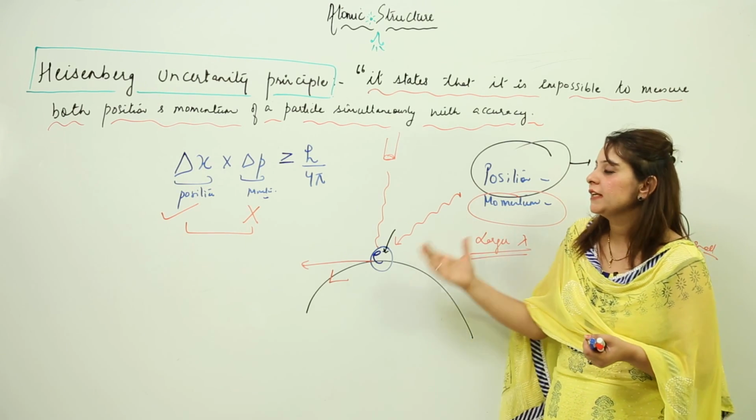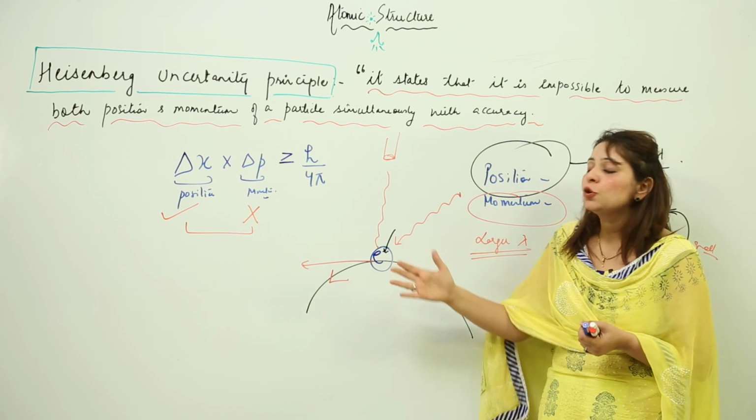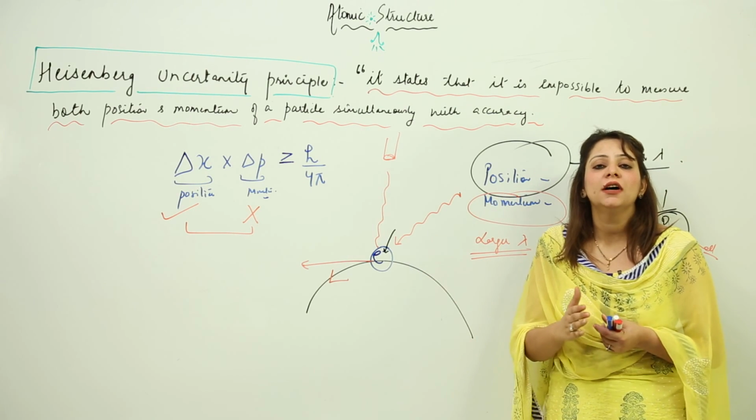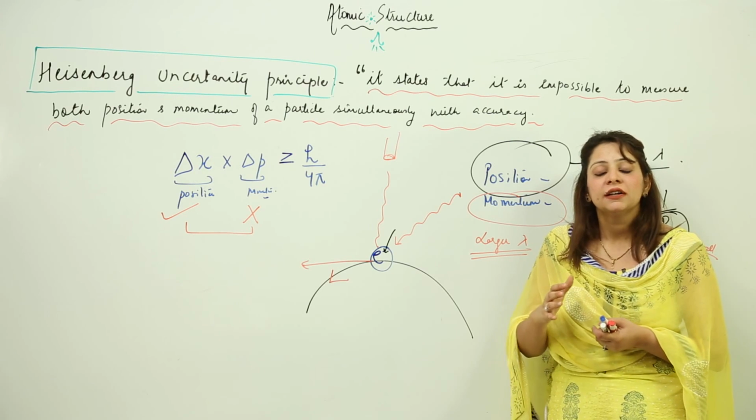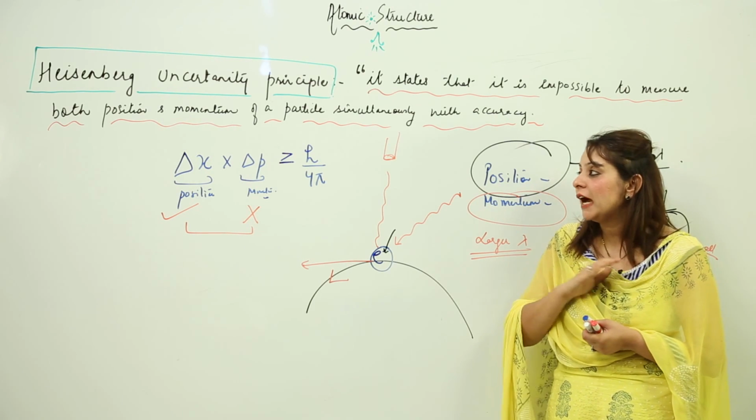This is what the Heisenberg uncertainty principle was, and these two principles are the important phenomena that Bohr was unable to explain.